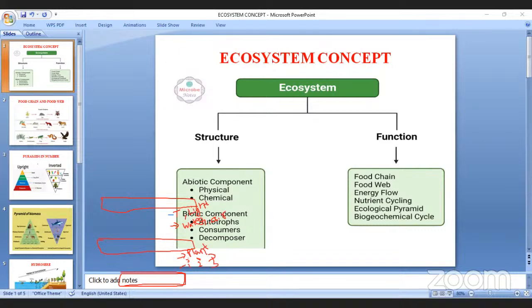The functions of the ecosystem: living organisms form food chains and food webs, and energy flow is formed from one tier to another, along with nutrient cycling, ecological pyramids, and biogeochemical cycles. We will discuss them one by one later. So this is the ecosystem concept. First, we will discuss food chain and food web. Next, energy flow, nutrient cycling, ecological pyramids, and biogeochemical cycles.